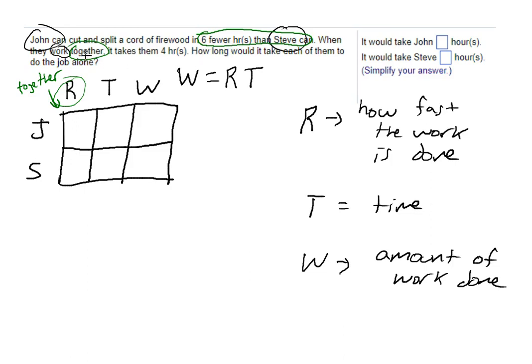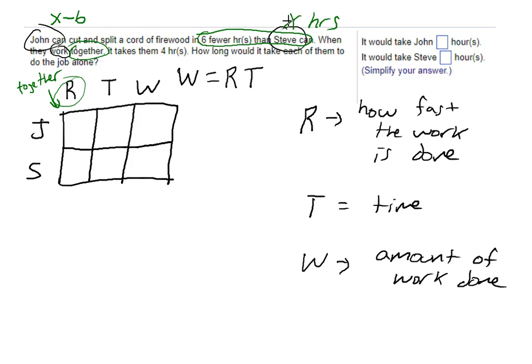Now, I don't know how fast Steve gets the job done or how fast John gets the job done, because what they give me is a clue, but I don't know specifically. Is it 10 hours for Steve? Is it 12 hours for Steve? I don't know. So I'm going to call that X. I'm going to say Steve gets the job done in X hours when he's working by himself. If that's true, then for John, when he's working by himself, it'll take him X minus 6 hours, right? 6 fewer hours than Steve.